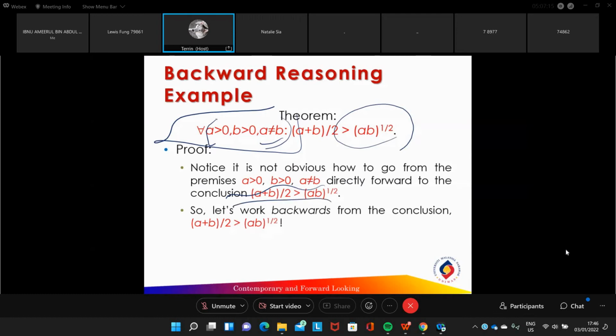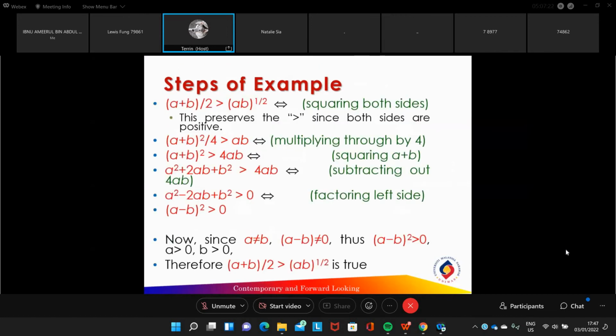So if we do it backwards, we know that (a plus b) divided by 2 is always greater than ab to the power of half. So from here, if we square both sides, we're going to get (a plus b) squared over 4 is greater than ab. And then we're going to do what after?